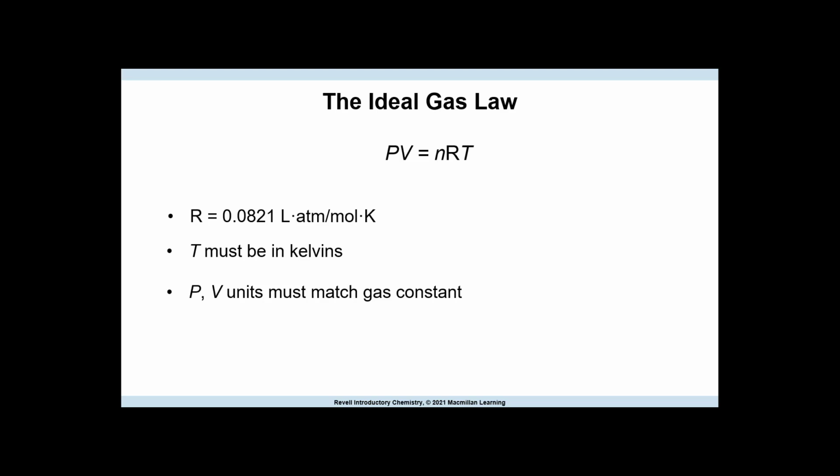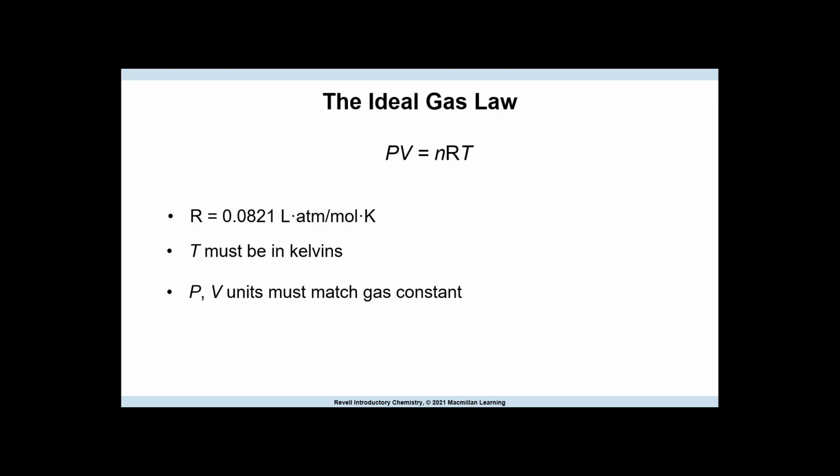Pressure is P, V is volume, T is temperature in kelvins, n is the number of moles, and R is the gas constant that ties everything together. And this is a value of 0.0821 liter atm per mole Kelvin.